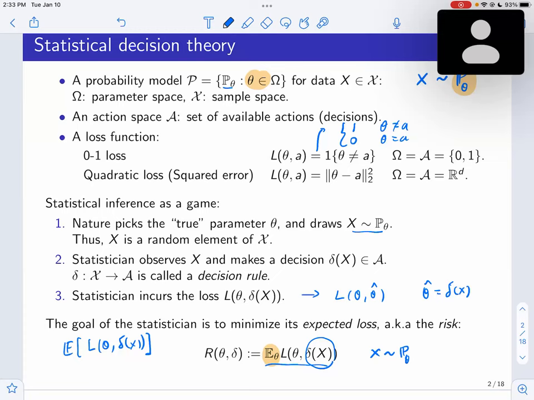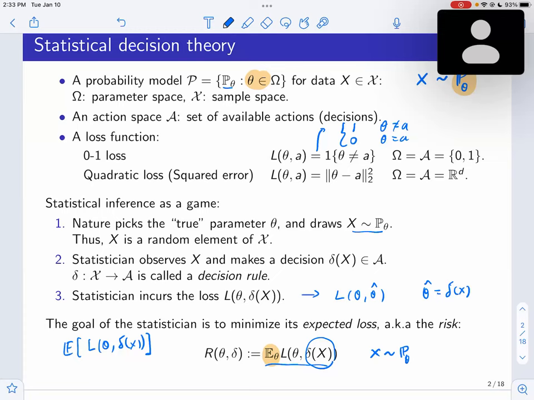Just imagine that when I take expectation, x goes away. Okay, there's no x. Yeah, that's a good point. That's the distinction that I was trying to make. A decision rule at this point is a deterministic object. You can find it without seeing any observation. What we only need are those ingredients.